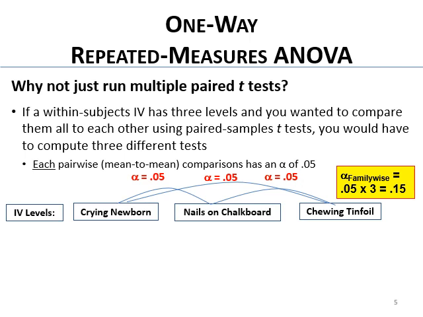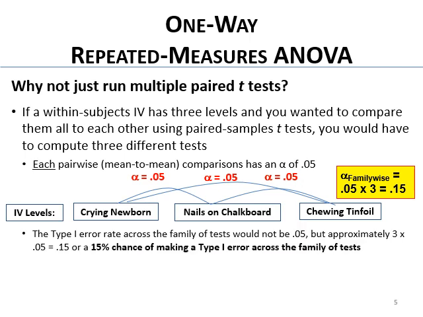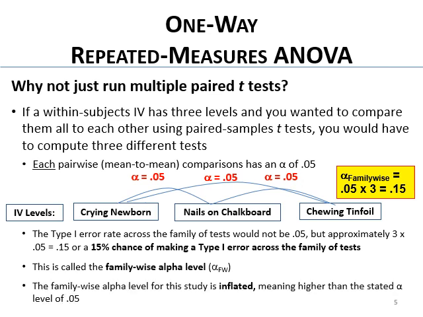So this is type 1 error inflation again. You have a 15% chance of making a type 1 error if you were to do separate t-tests versus doing the ANOVA. The ANOVA controls for it in one test. And again, we call that your family-wise alpha level. It's bad, you don't want to do it. It would be inflated, and so your alpha level would be higher than your stated alpha level, which is a no-no in research.